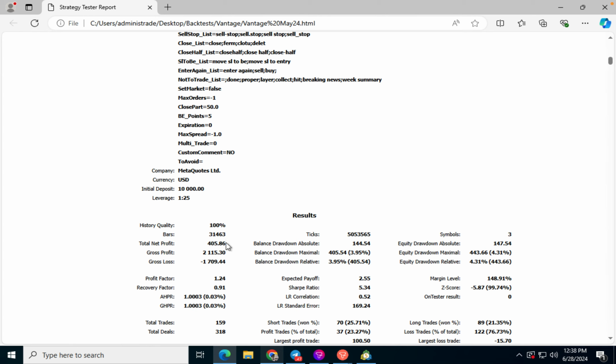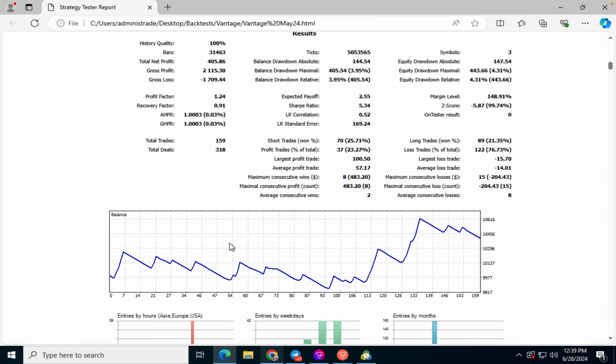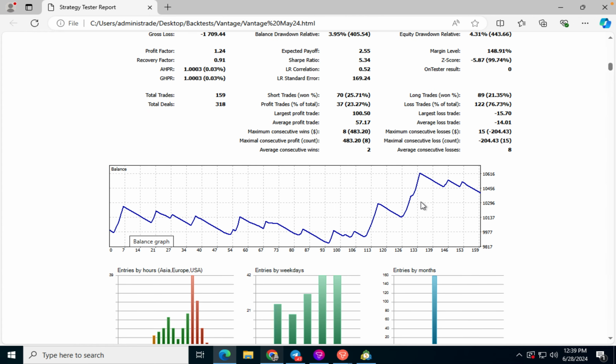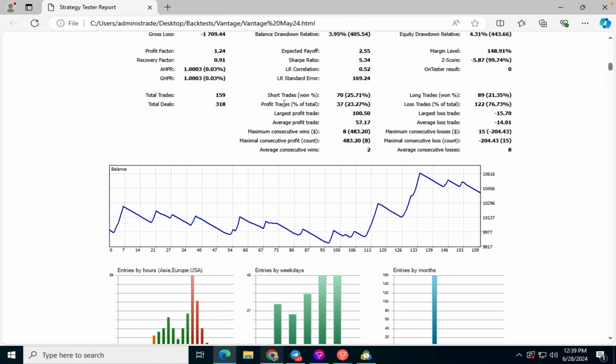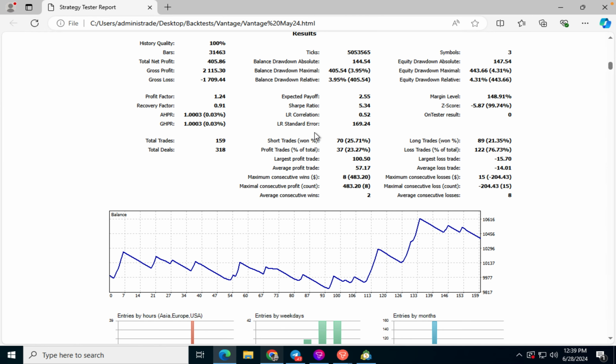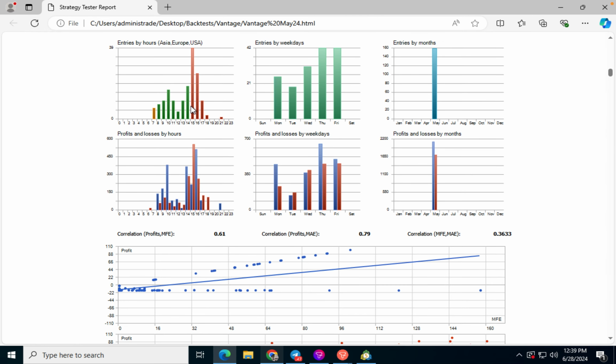And we can see in this particular case, it did about $405, which is almost 4.06% for the month. And this is our equity curve, which isn't lovely, but I've seen worse. And the important thing is whether or not it's profitable in the long term. So we can see our entries by hours, a lot of Europe, a lot of US, a lot of volume on the early morning US session. Not a whole lot on Asia this past month.